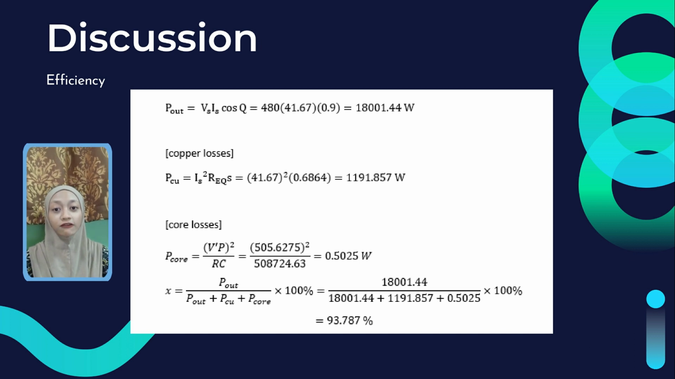After we get the three values of P, which are P_out, P_CU, and P_core, finally we can calculate the efficiency using the formula efficiency equals P_out over P_out plus P_CU plus P_core, multiplied by 100%. And the value of efficiency we get is 93.787%.